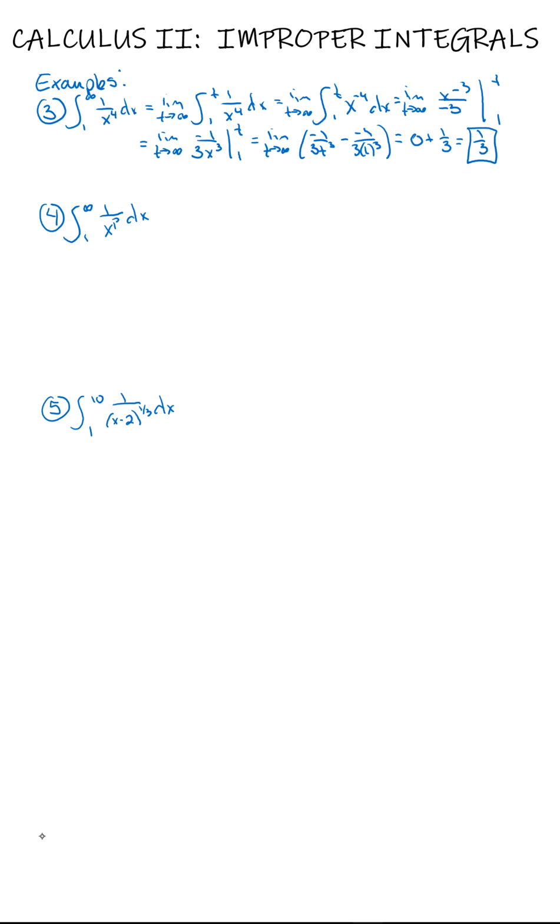Let's take a look at the second example. It's actually somewhat similar. We're integrating from 1 to infinity of 1 over x raised to the p power dx. So we have an exponent of p. Let's do the same thing. So it's following the same rules as we saw in example 3. We're going to take the limit as t goes to infinity of the integral from 1 to t of 1 over x to the p dx.